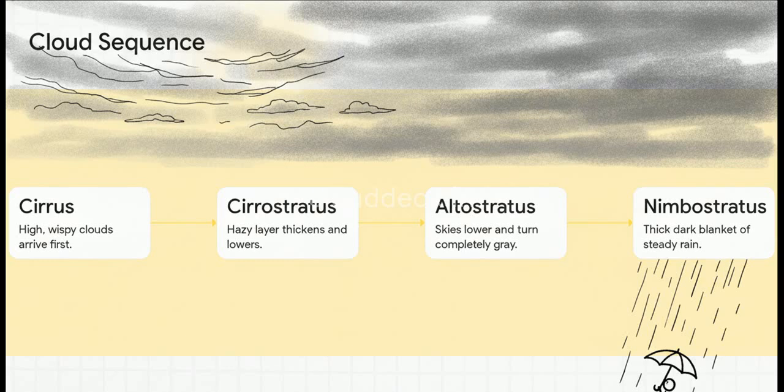If you are standing on the ground as a warm front is approaching, you are going to see a highly predictable, stratified sequence of clouds over a few days. First, the high, wispy cirrus clouds roll in. Then they sort of thicken up into a hazy cirrostratus layer. Next, the skies lower and turn gray with altostratus, until finally you are just under this thick, dark blanket of nimbostratus clouds delivering that continuous, steady rain. It is a perfect textbook progression of atmospheric physics right in front of your eyes.